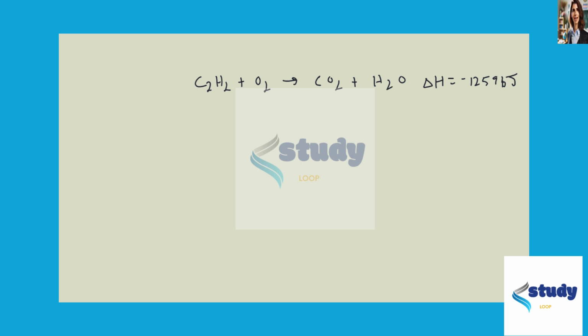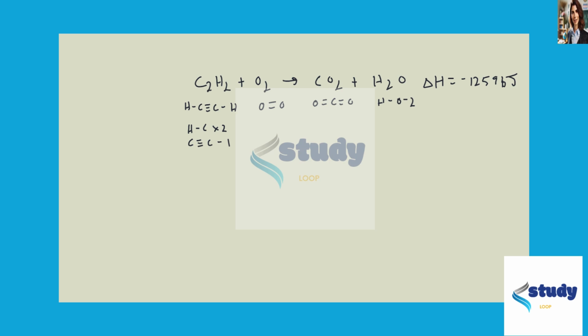So for the C2H2, we have H bonded to a C, triple bonded to a C, bonded to an H. Then for O2, that's a double bond there. And for CO2, we have two O's double bonded to a carbon, and then H2O. All right, so now we have to look at our bonds. We have an HC bond, but there are two of them. And we have a CC triple bond, and there's one of those.